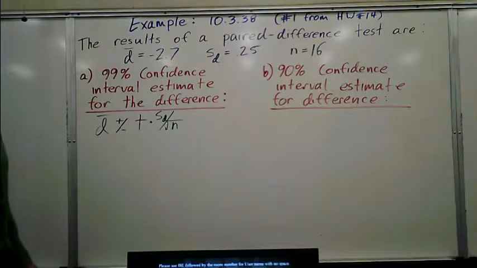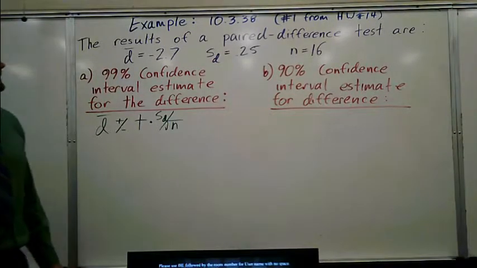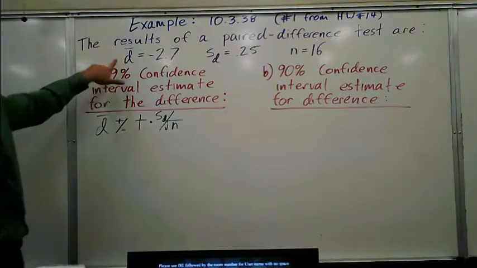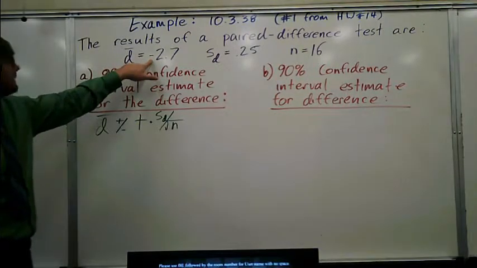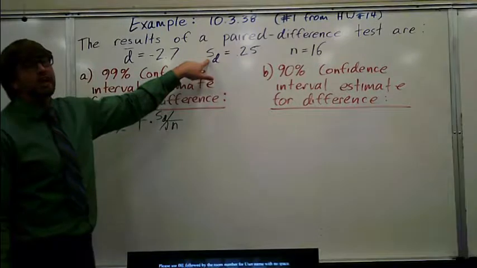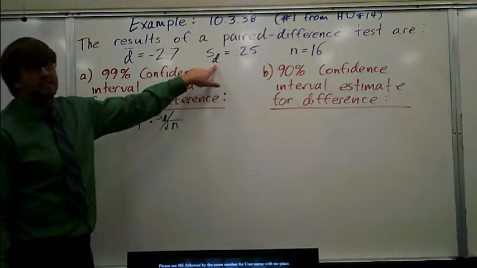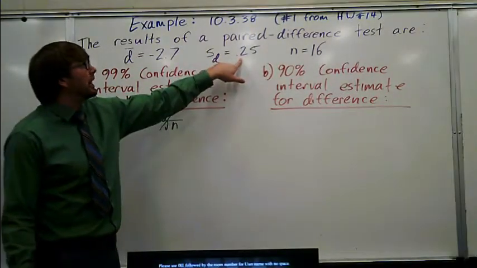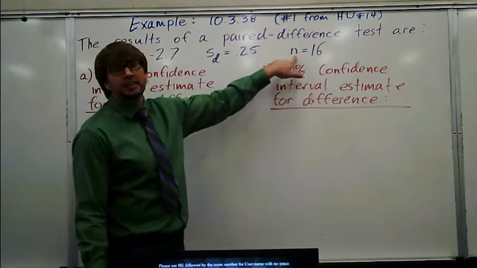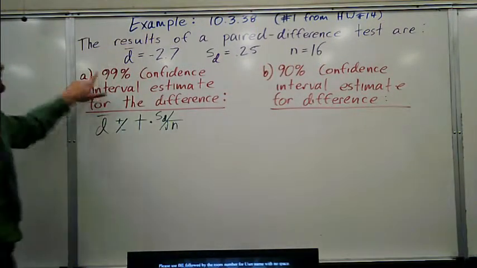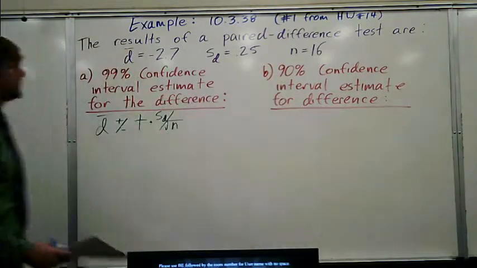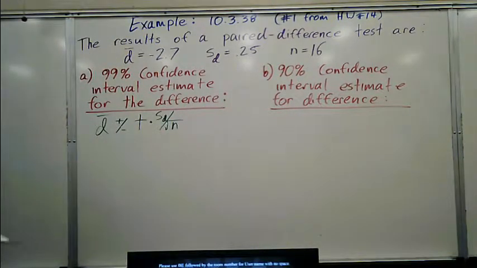Now, we're told that the results of a paired difference test are the sample difference is negative 2.7. The sample standard deviation of the differences is 0.25, and then the sample size is going to be 16. And we're asked to construct a 99 and a 90% confidence interval for the difference between the population means.